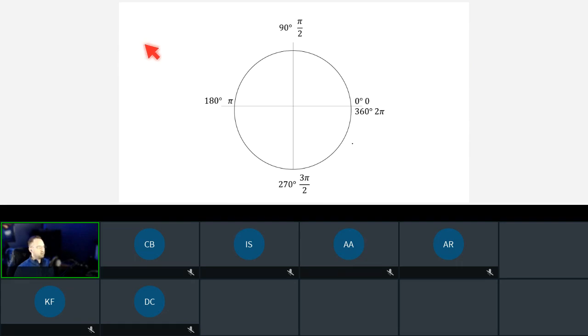On this page here, I have those basic degrees and radians showing. 0 degrees, 90 degrees, 180, 270, back to 360. Radians: 0 radians, pi over 2 radians, pi radians, 3 pi over 2, and then 2 pi.